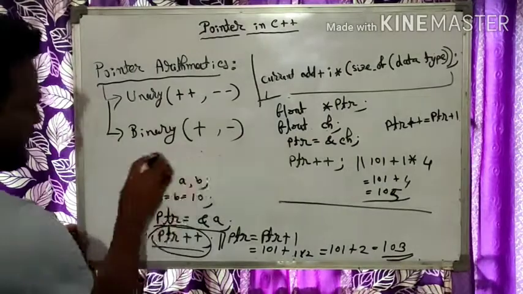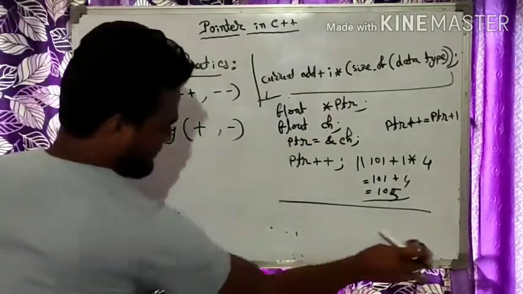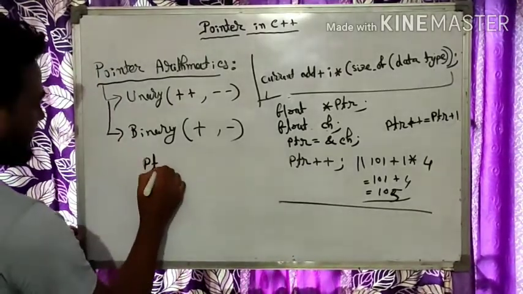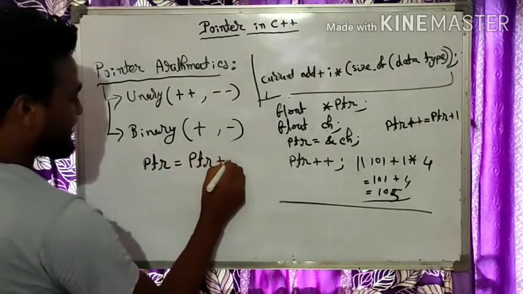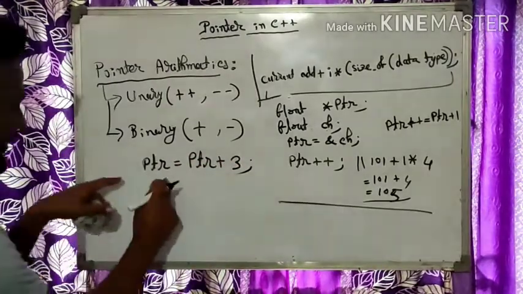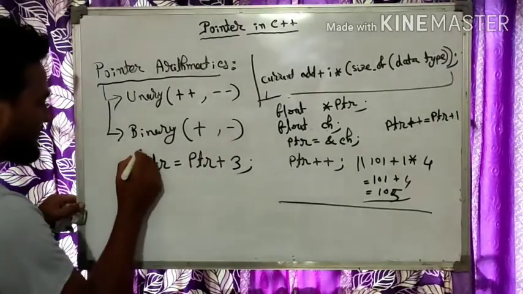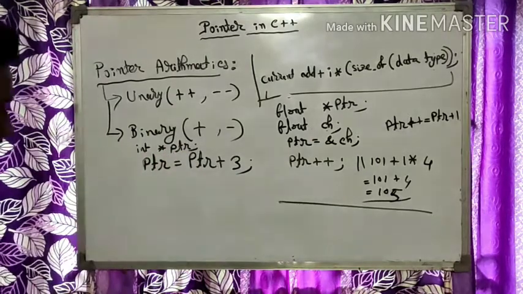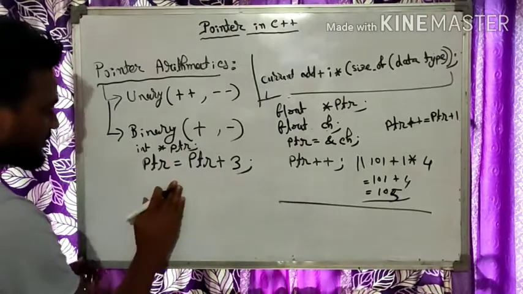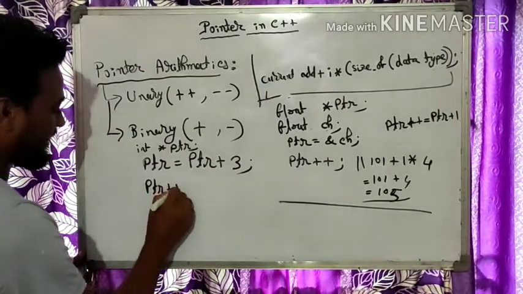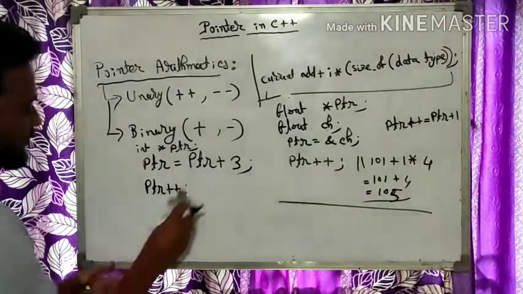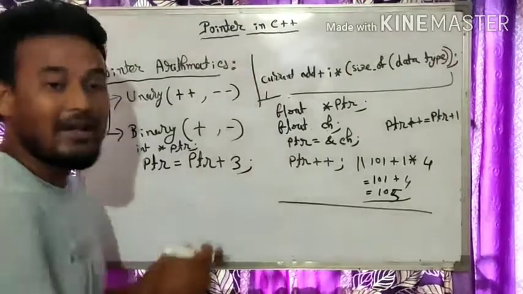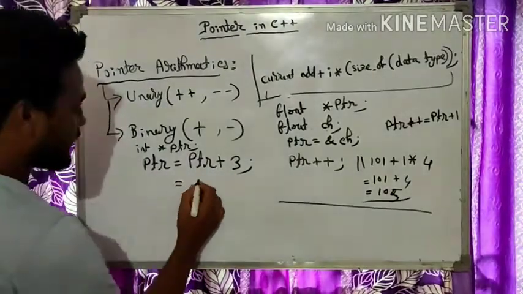Now let me write one more scenario, one more example here. Let's say we are giving PTR equal to PTR plus 3. This is a statement. And let's say this PTR is a pointer of type integer. In this case, suppose you are using PTR plus plus, or in this case, what will be the next memory address? PTR equal to PTR plus 3. That means this pointer is incrementing by 3.